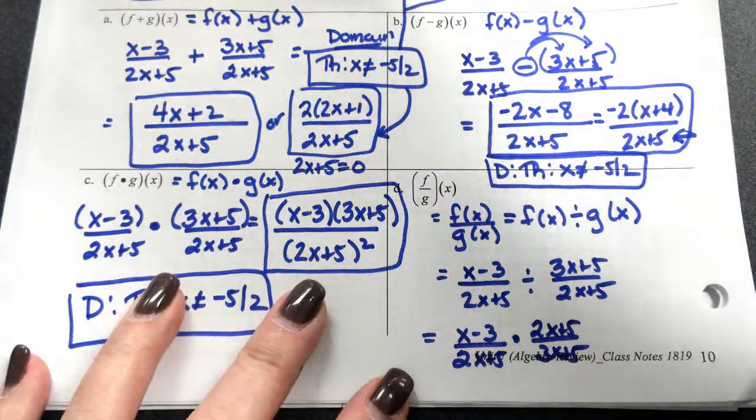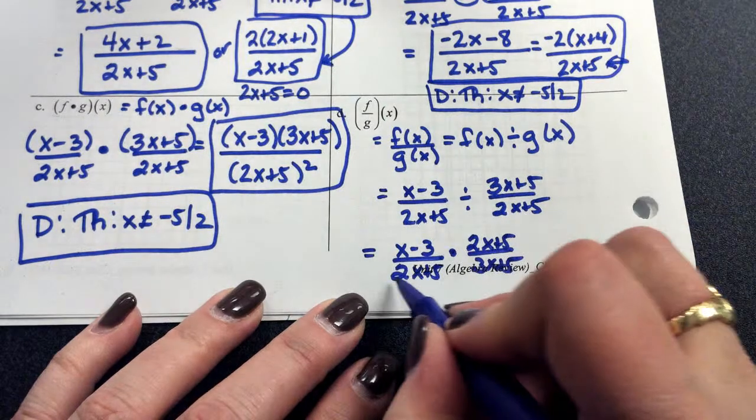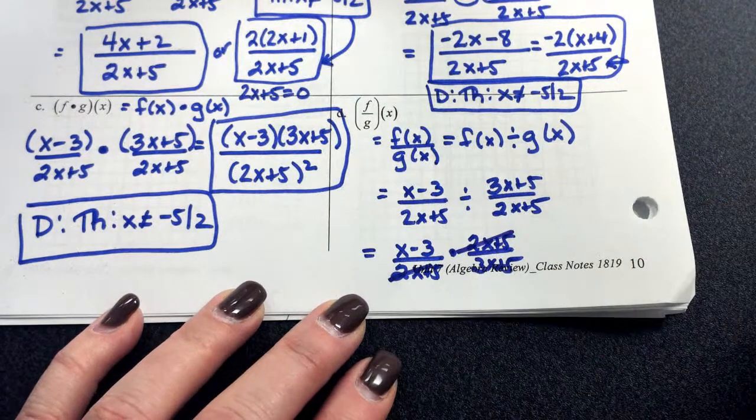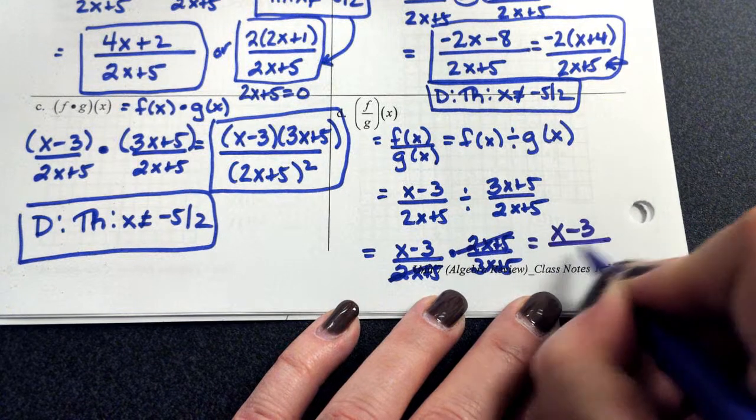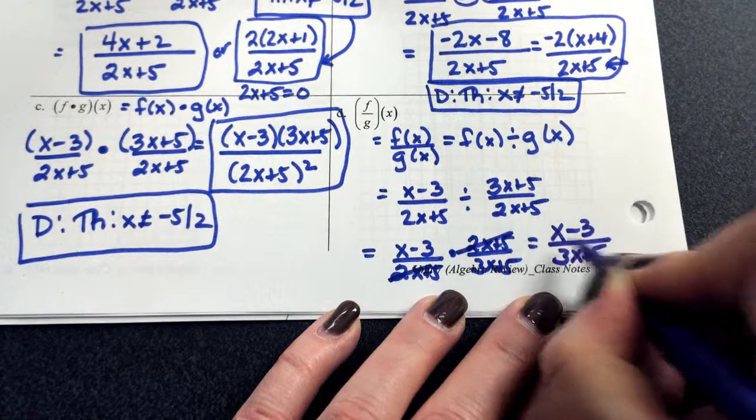Now, what do you notice you can cancel out? You can cancel out this common factor of 2x plus 5. So I'm left with my final answer of x minus 3 over 3x plus 5.